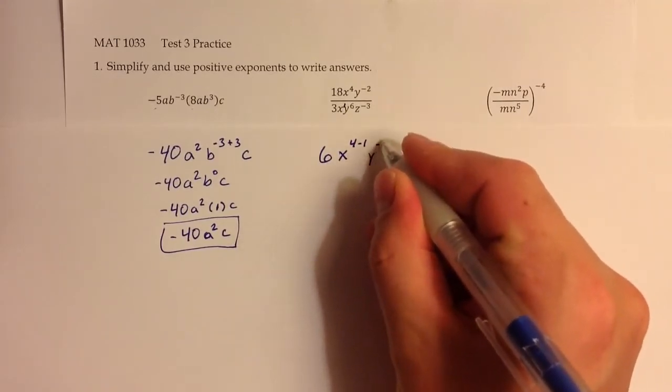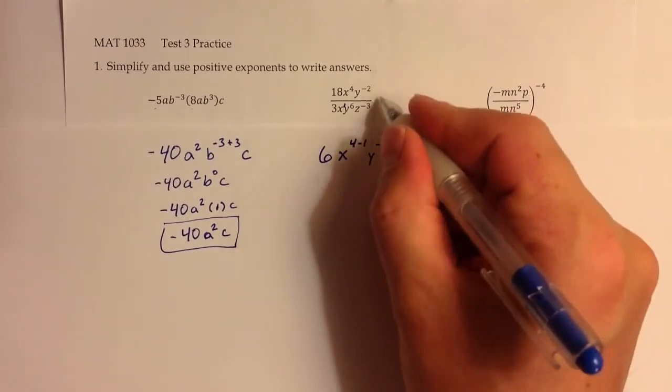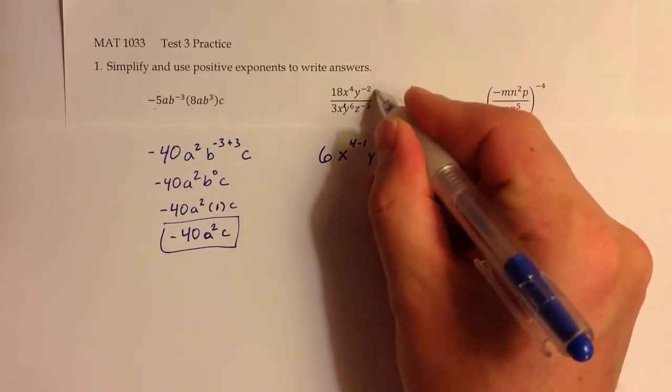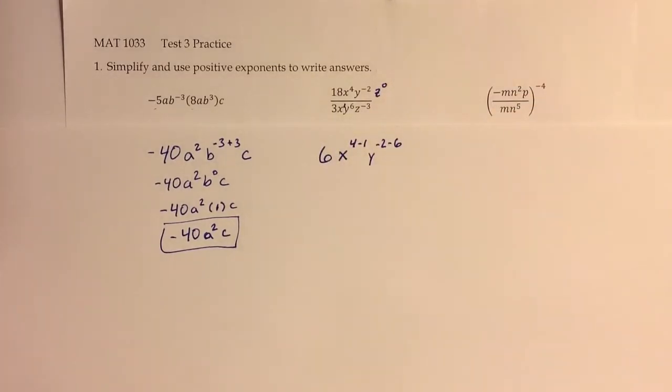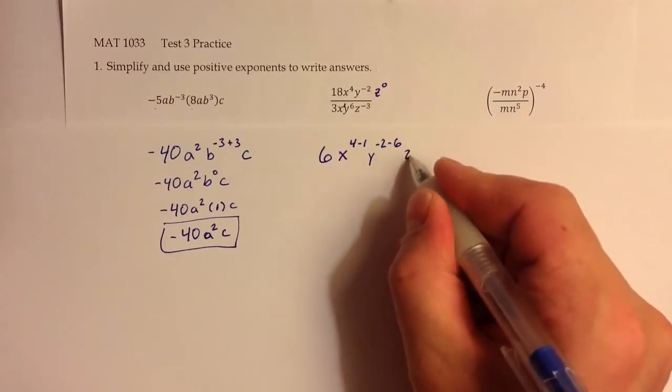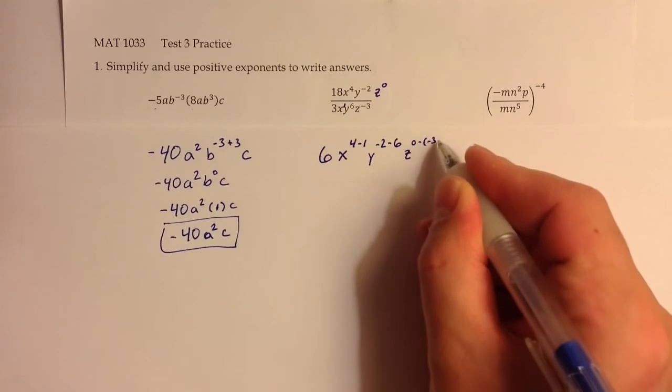Y to the negative 2nd minus 6, and z only appears in the denominator, so I could think of z to the 0 as being up in the numerator. Again, z to the 0 just equals 1. So then to subtract the exponents, I have z to the 0 minus negative 3.